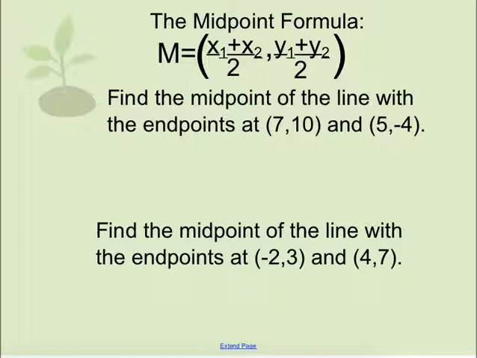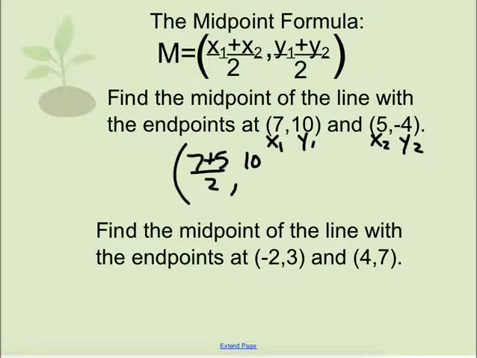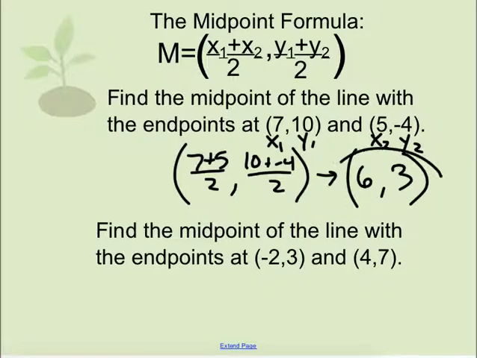Let's try it just a couple more times. So we have x1, y1, x2, y2, and we're going to do 7 plus 5 divided by 2, and 10 plus a negative 4 divided by 2. We end up with 12 divided by 2 is 6, and 6 divided by 2 is 3. So our midpoint, right in the middle of those two, is at 6, 3. If you were to put it on a coordinate grid, you would see that's right in the middle. Whether they're on a diagonal or not, it's right in the middle of the two.